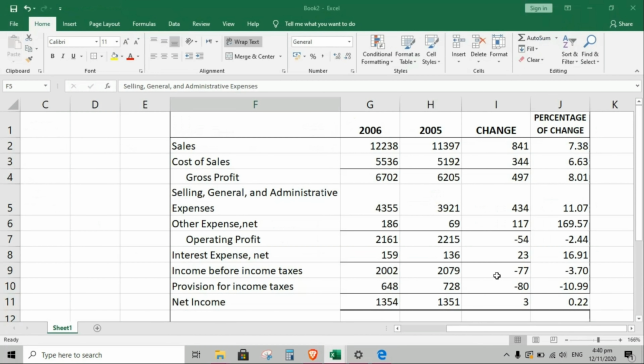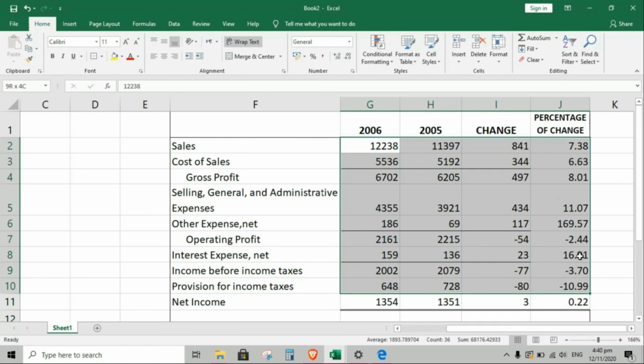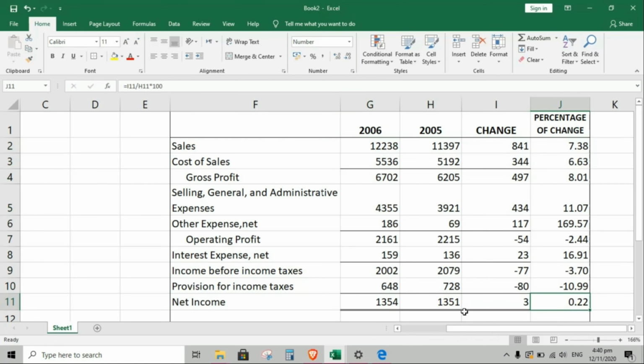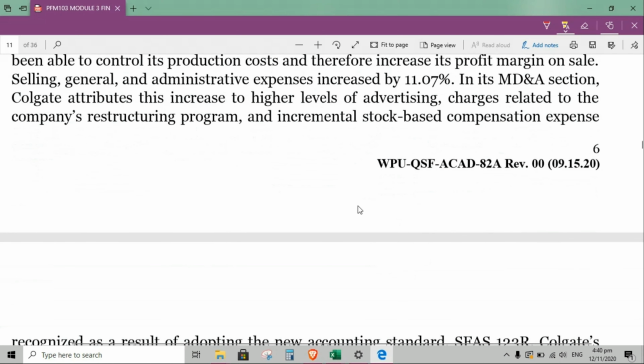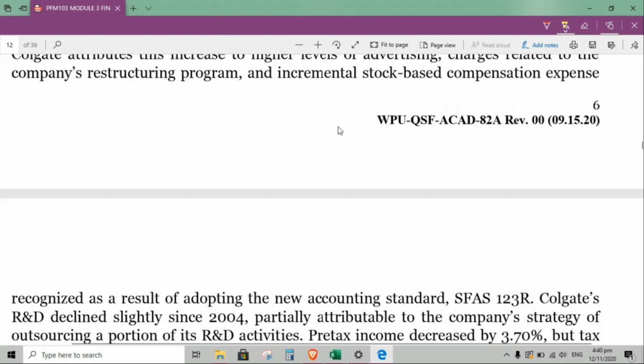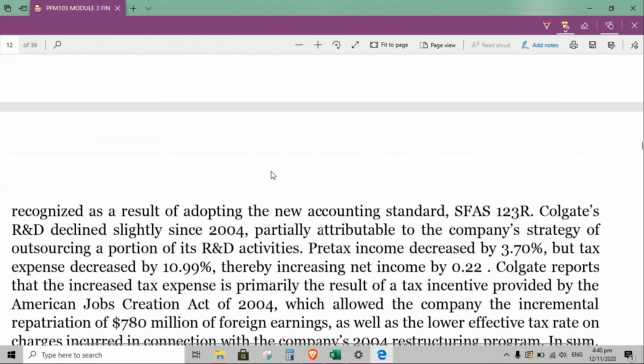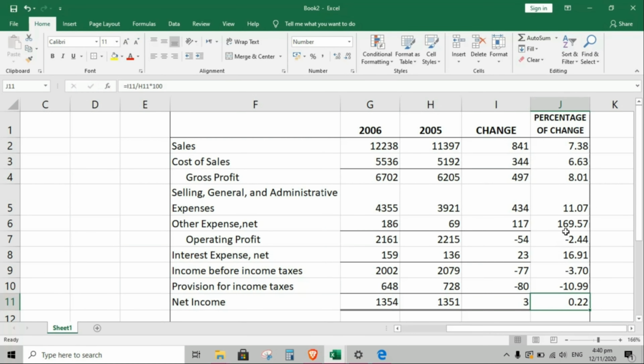And then, by the way, itong mga figures na to, in millions ito. Tapos, sabi pa dito, may mga charges pa related sa restructuring program at saka yung sa stock-based compensation. Dahil nga, merong bagong accounting standard na inadapt yung Colgate. So, probably, this is from other country kasi sa Philippines, iba naman kasi yung ating accounting standard. So, yan. Isa rin yan sa mga nagpalaki ng kanilang expenses.